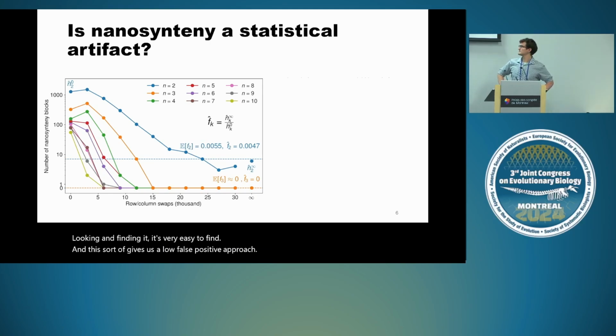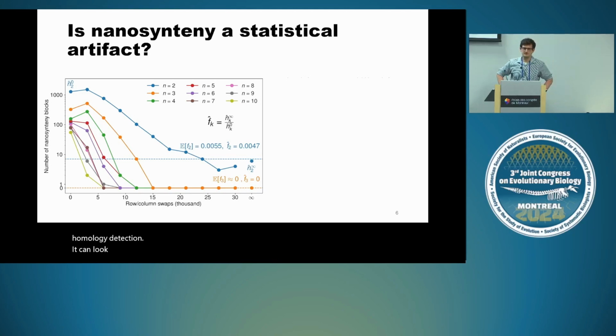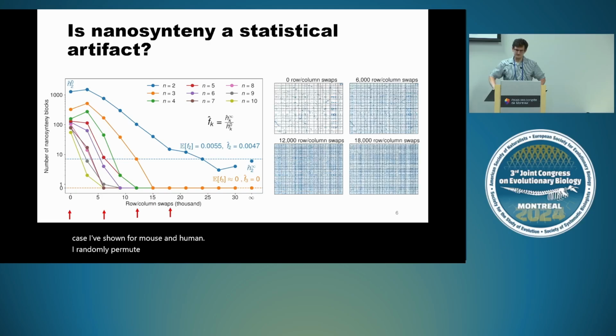We wanted to also make sure that we weren't getting randomly appearing blocks of conserved gene order. You can imagine if you have a very high false positive rate in homology detection, it can look like a bunch of genes have conserved gene order, but that's just due to random chance. So what we did was we took genomes and permuted them randomly. In this case, I've shown mouse and human.